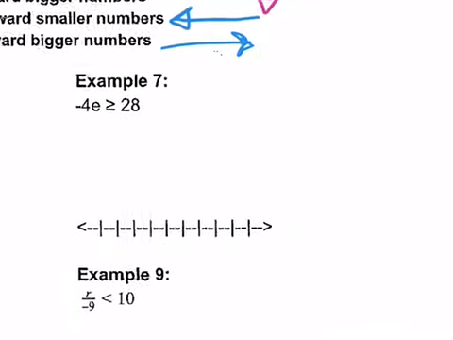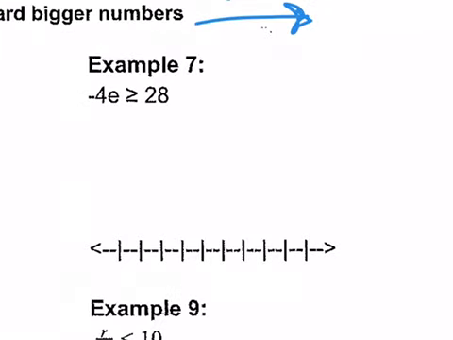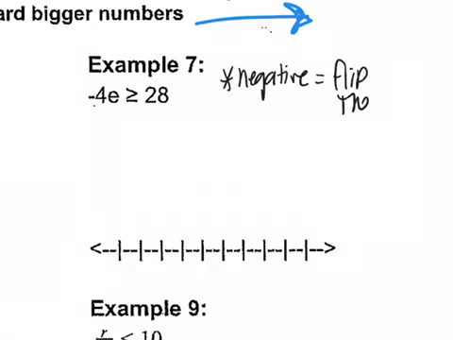So look at example 7. Same thing, except I do notice I have a negative. So I'm going to flip the sign. So instead of greater than or equal to, I'm going to flip it to be less than or equal to. And just like we would solve a regular equation, negative 4 times e, so since that's multiplying, I'm going to divide on both sides. And then 28 divided by negative 4 is negative 7. And e is less than or equal to negative 7.